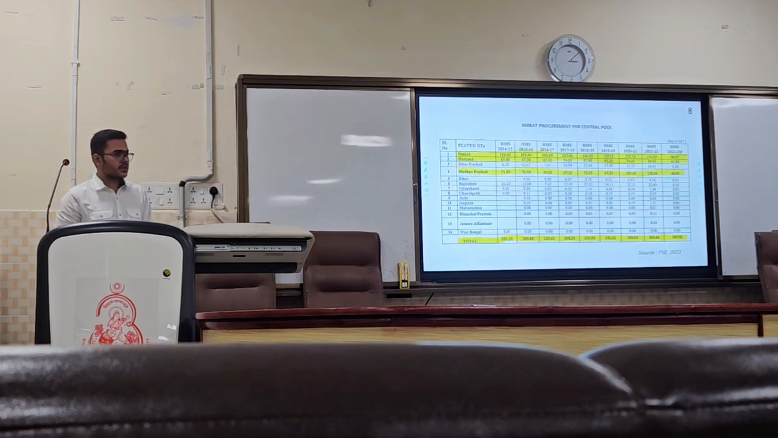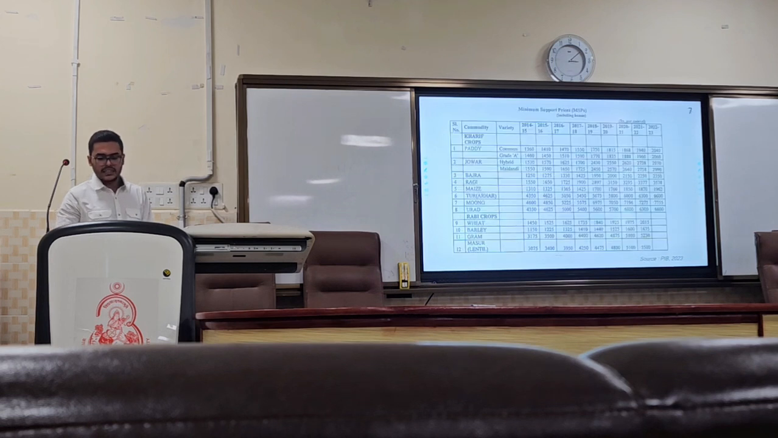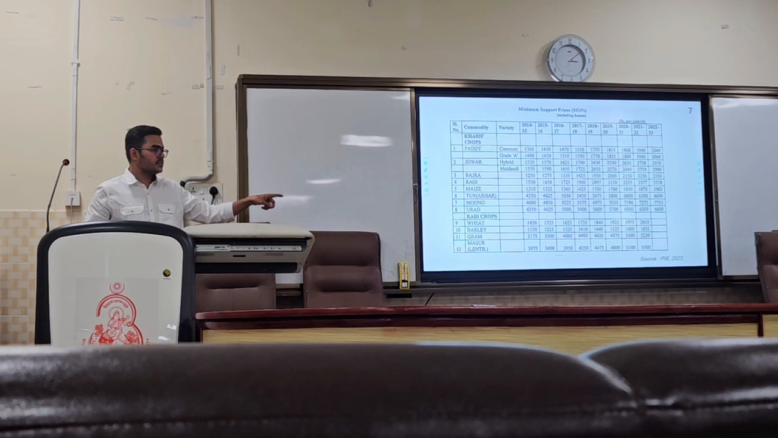What is the source of the data? Sir, the source of this data is the Press Information Bureau, published by them, and it is the CACP calculation. On the side it is written as CACP calculation, but I got it from the Press Information Bureau, Government of India. Yes, sir, it is mentioned.